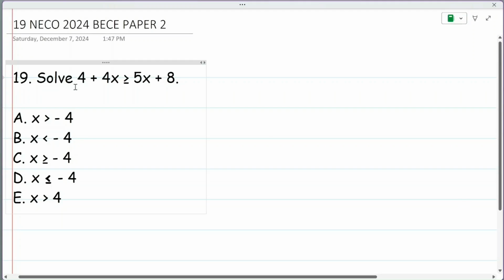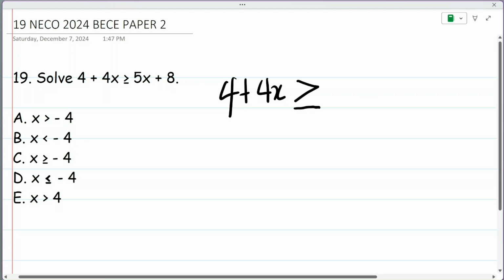Question 19. Solve 4 plus 4x is greater than or equals to 5x plus 8. Let's write it out. 4 plus 4x is greater than or equals to 5x plus 8.